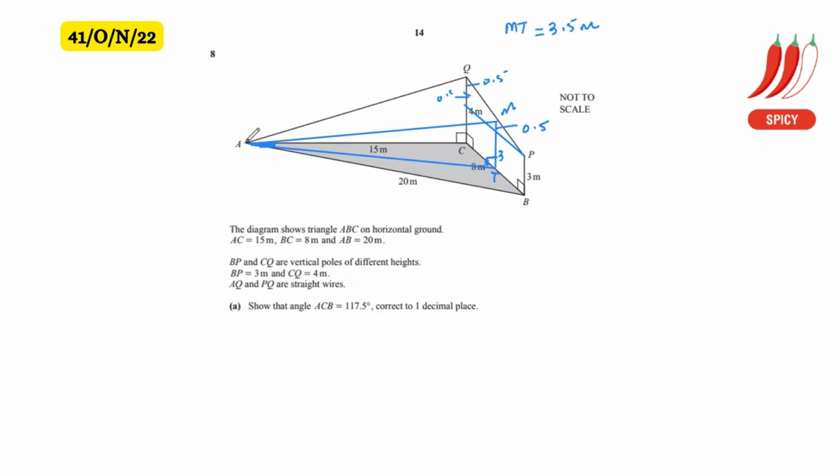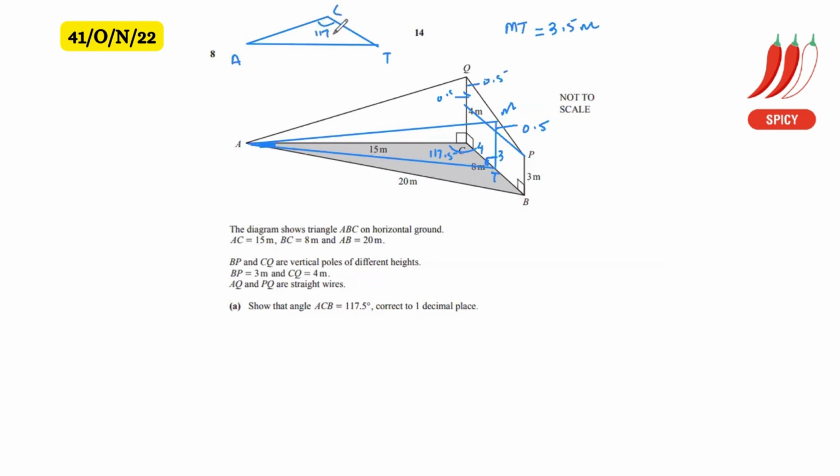Now, to find the length of AT, we can see that this AC was 15, angle C was 117.5, and now this CT would be again half of 8, which is 4. So if we draw this triangle separately over here, what's happening now is ATC.